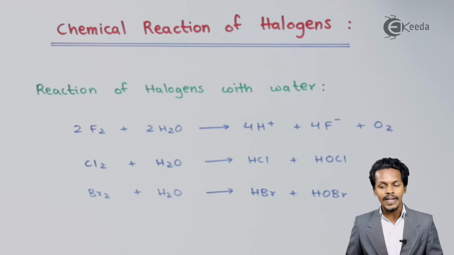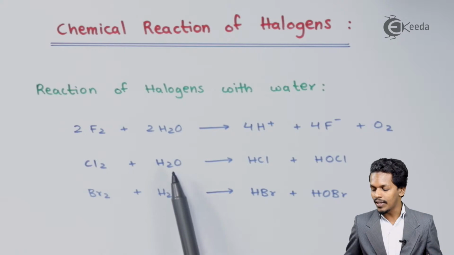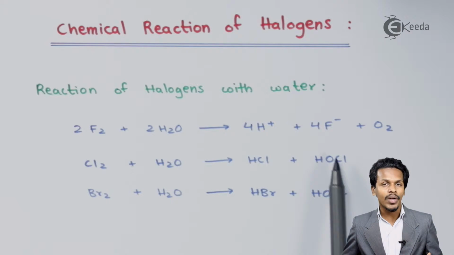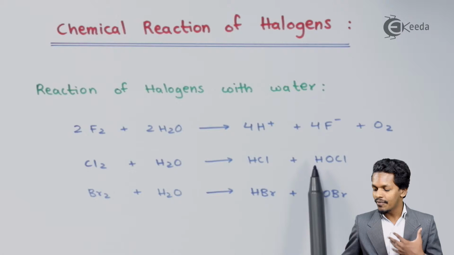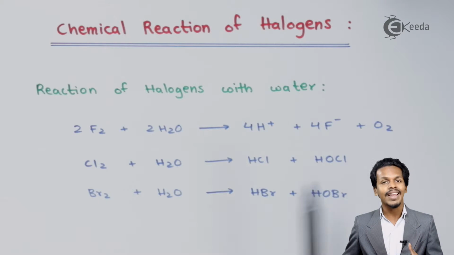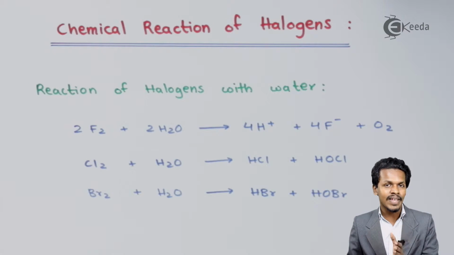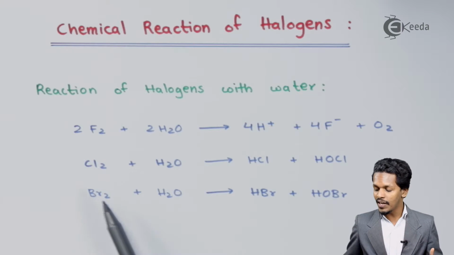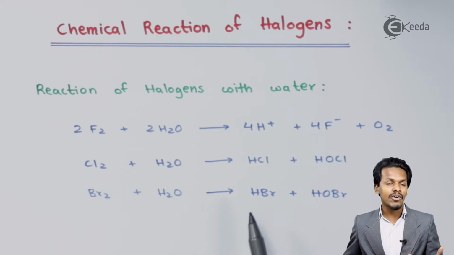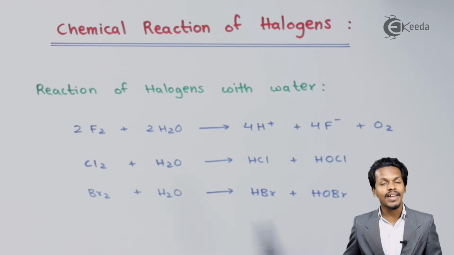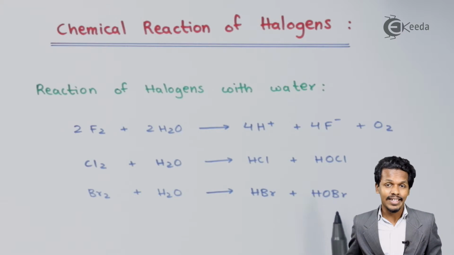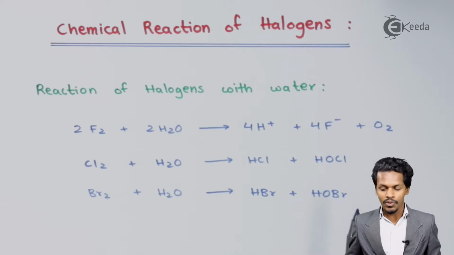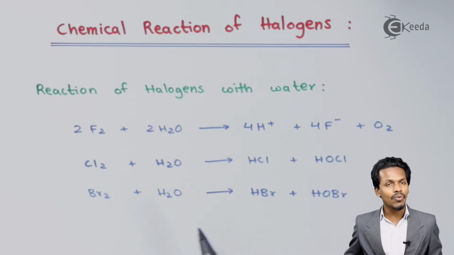And talking about the next one, whenever chlorine reacts with water, it forms HCl and hypochlorous acid, HOCl. Further, this HOCl can be converted into HCl and produce incandescent oxygen, which acts like an oxidizing agent. Talking about the next one, whenever bromine reacts with H2O, it forms HBr, hydrogen bromide, along with HOBr, hypobromous acid. Even this can produce incandescent oxygen. So these are the reactions that I have discussed.